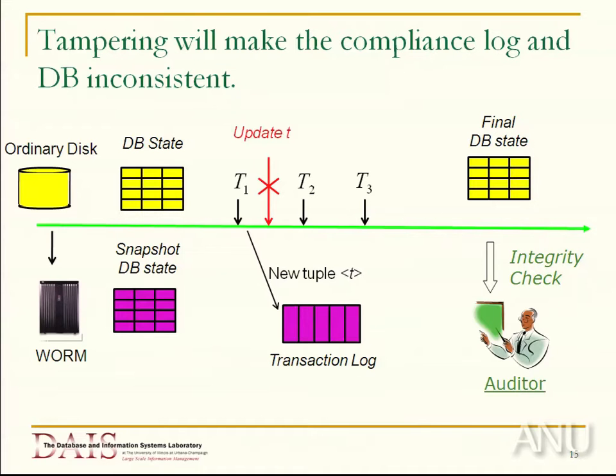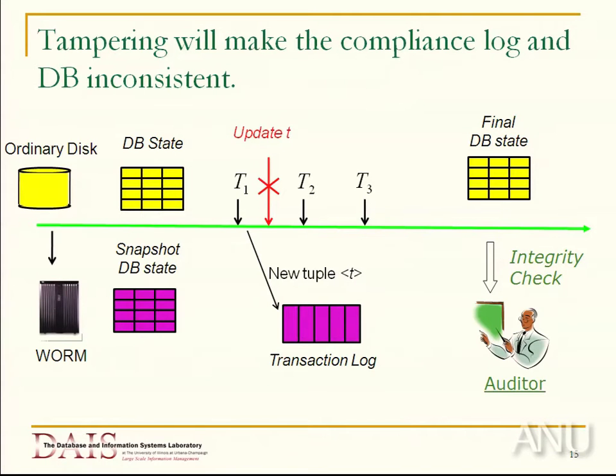Then if someone has tampered, for example, suppose this transaction number 1 inserted some particular value for a tuple t, and then later somebody doesn't like that, they can tamper with the database state all they want. It's on ordinary storage. But once this file is closed, it cannot go in and rewrite the old stuff in the file. So if transaction 1 is already committed, which we assume has happened by the time tampering occurs, then that new value for t is already on here.